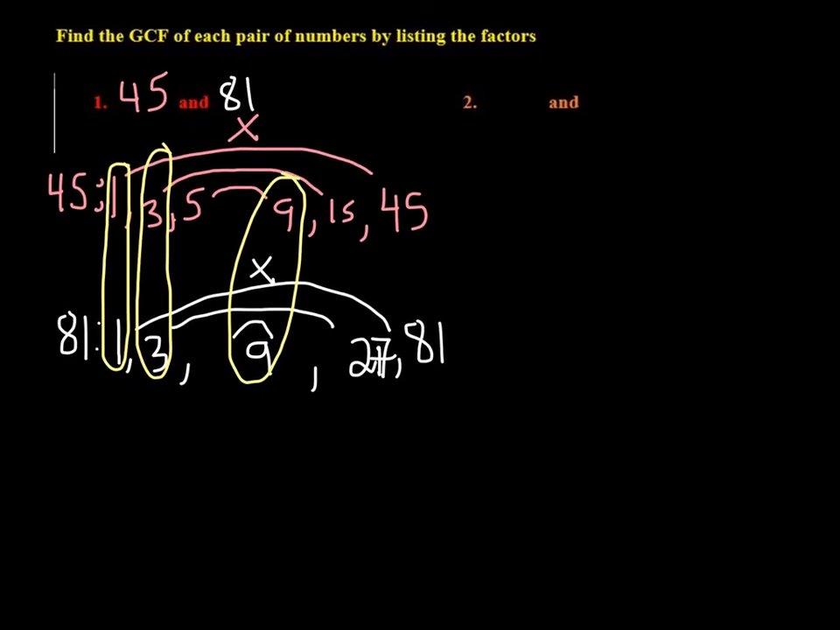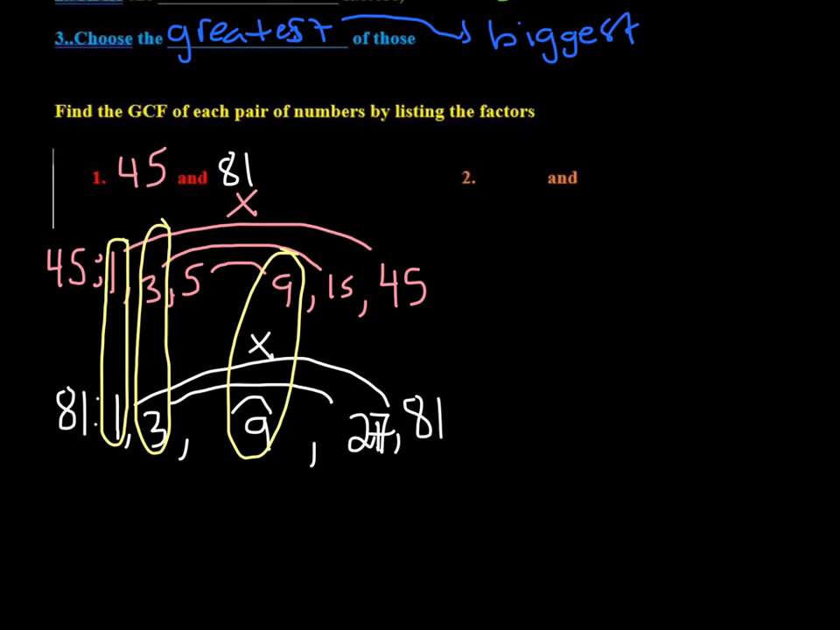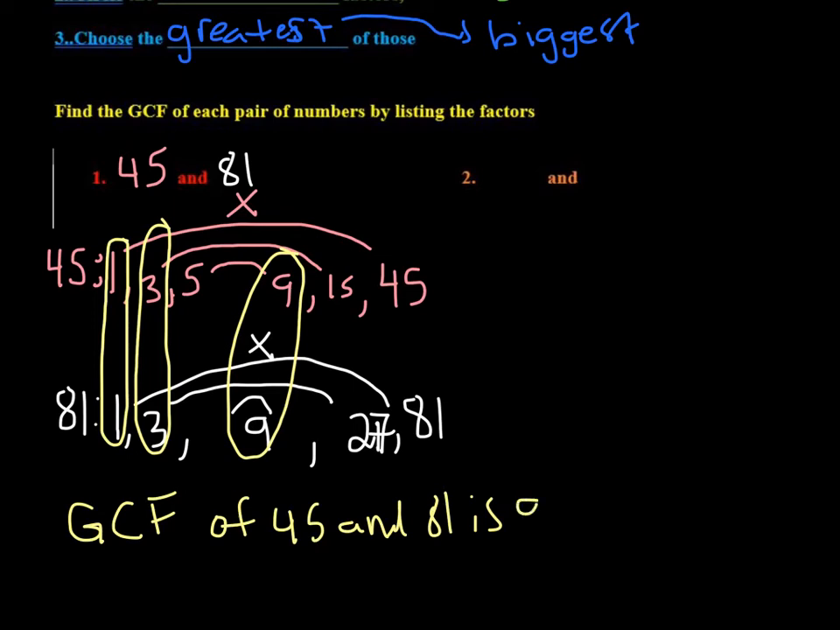So from looking at this, 1 is a factor, 3 is a factor of 45 and 81, and 9 is also a factor of 45 and 81. But the third step tells us to choose the greatest, or to choose the biggest one. So the biggest one is 9, and you can write your answer as GCF, or greatest common factor, of 45 and 81 is 9. GCF is 9.